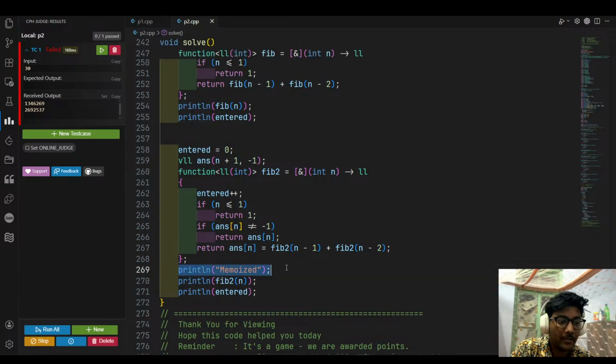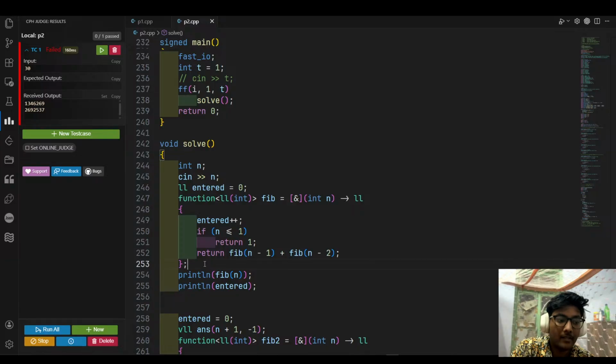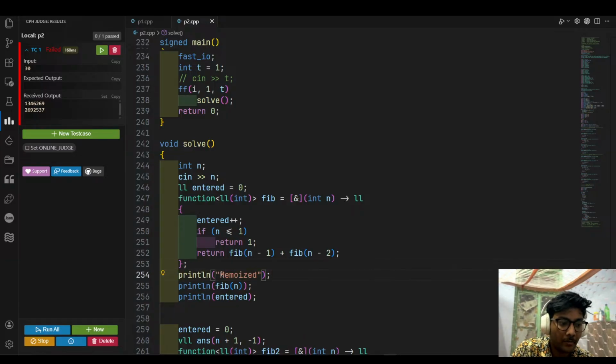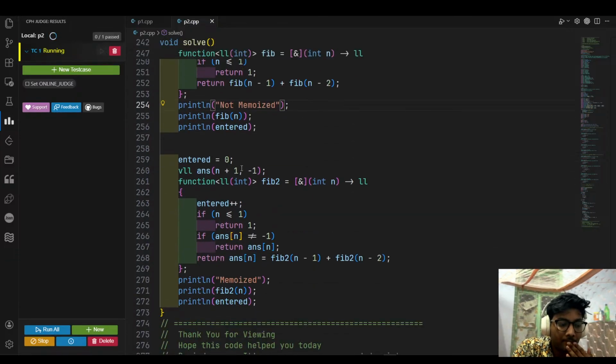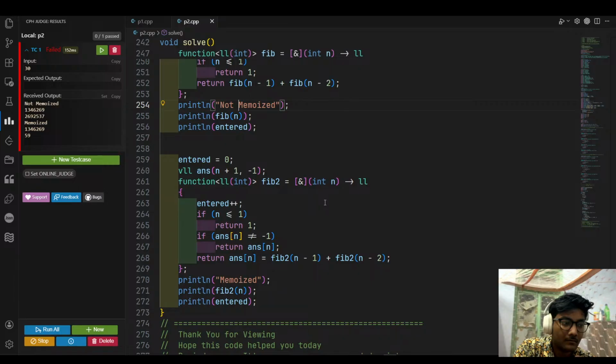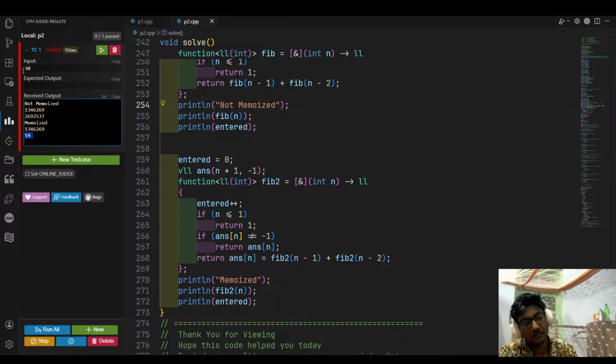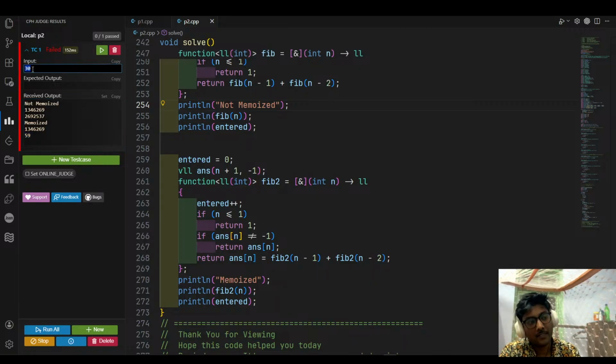And here we can print memo or not memo. Okay, let's try to run. You see, if we had not memoized, the answers are the same in both cases, but in the other case, you see, I have only entered the function 59 number of times. So only about twice n. Let's say take a very big number.